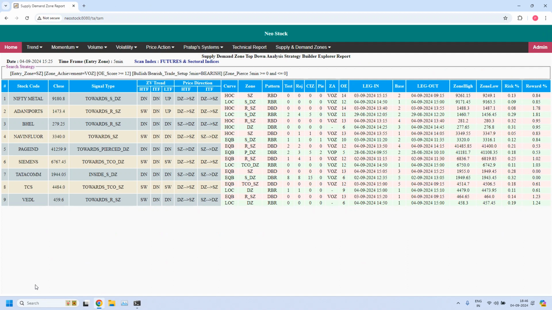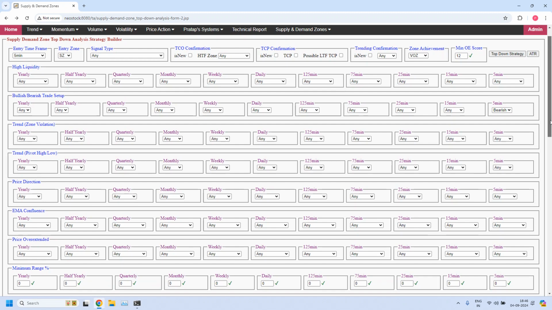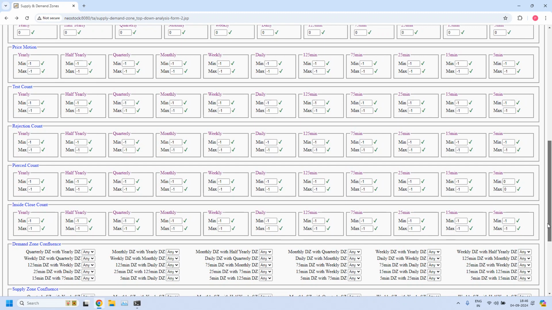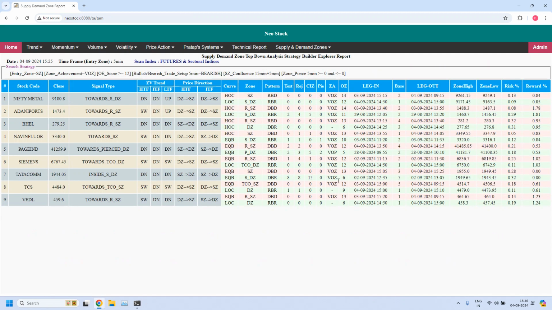Now let's verify whether any of these stocks are having zone confluence with the 15-minute time frame, 15-minute supply zone confluence. 5-minute and 15-minute supply zone confluence I am enabling. Now let's filter. Now 9 stocks. All these 9 stocks are having 15-minute and 5-minute supply zone confluence. And the 15-minute trend is downtrend.